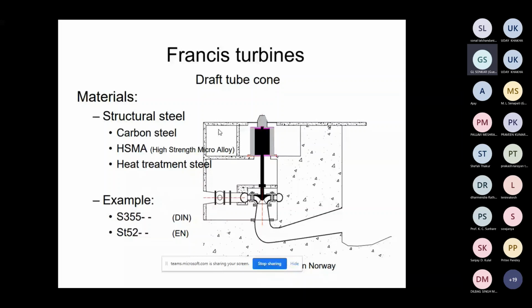This is my draft tube. You can see again carbon seals that are used for the draft tube. You all know what the purpose of the draft tube is.